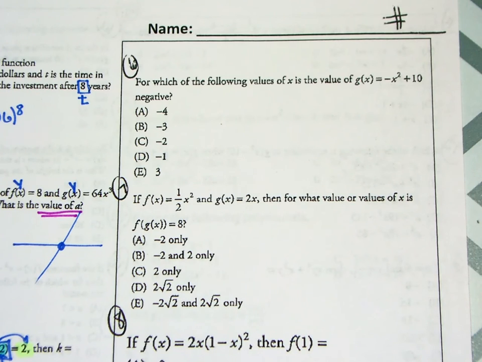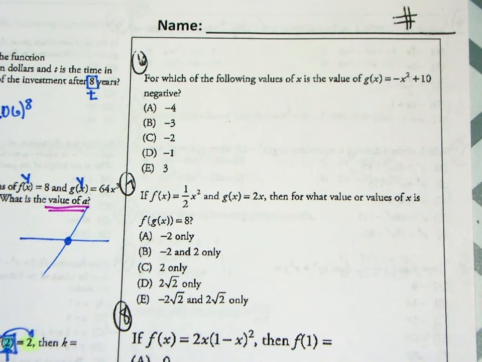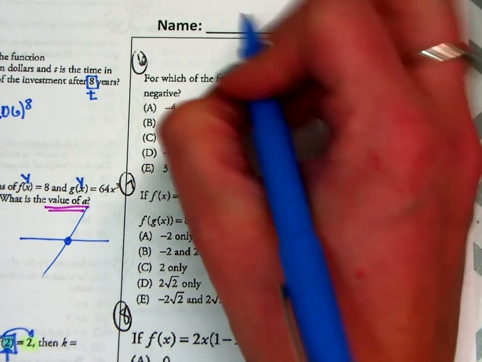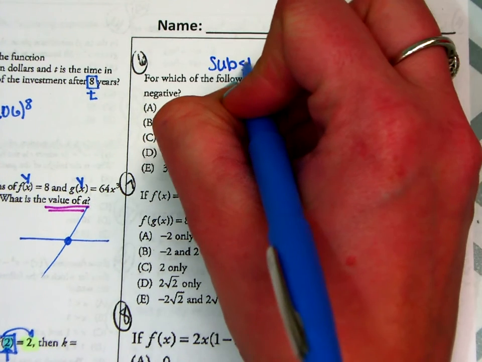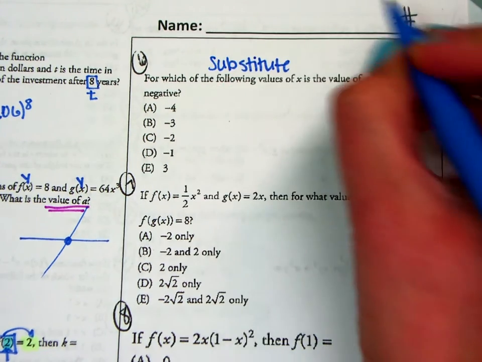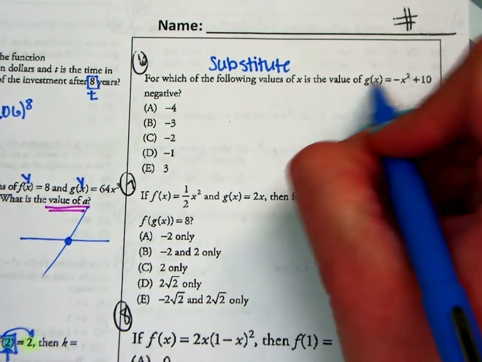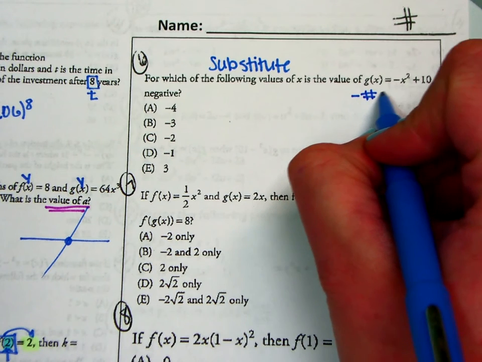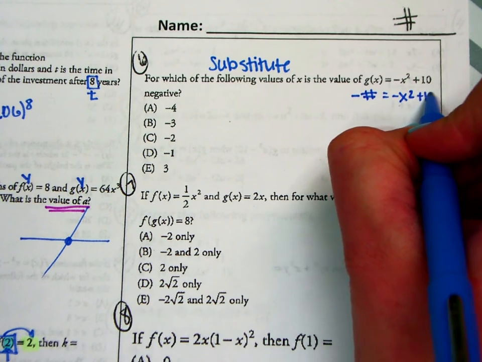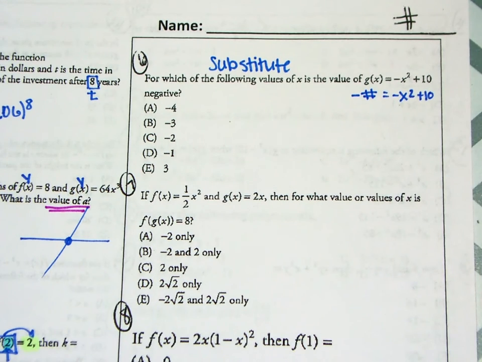Number 6, for which value of x will g of x equals negative x squared plus 10 be negative? So in this problem, you can try a lot of values. What I would recommend is just substituting into the problem. I honestly would not try to solve it. So we're looking for which value of x would give us g of x being a negative. So it doesn't matter what it actually is, but we need it to equal a negative.